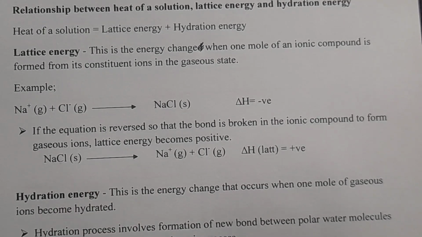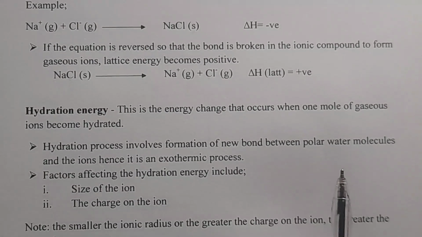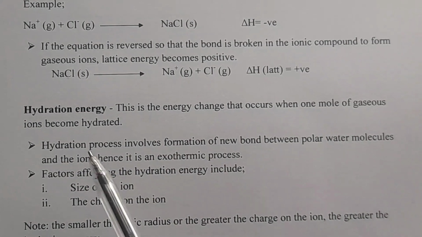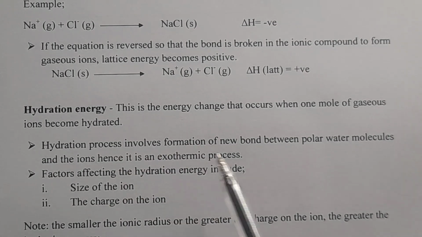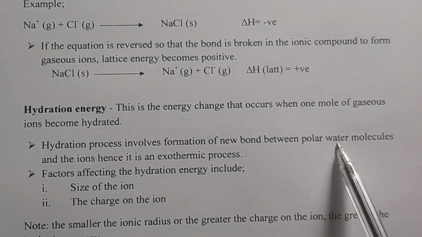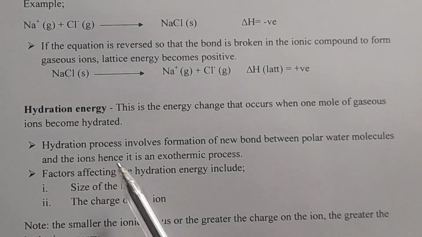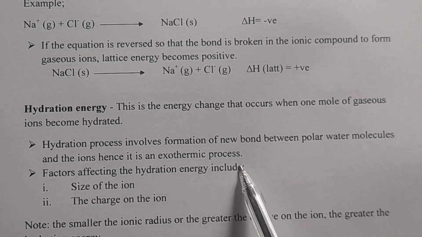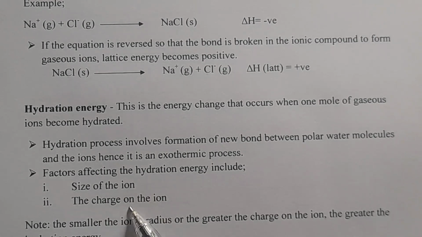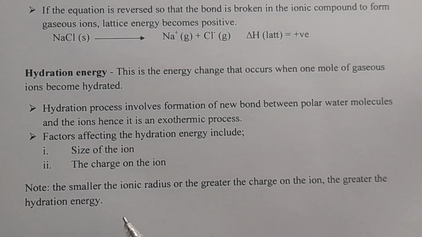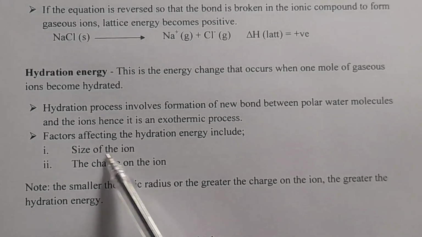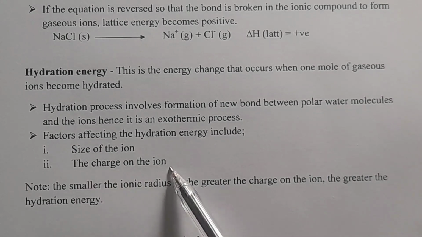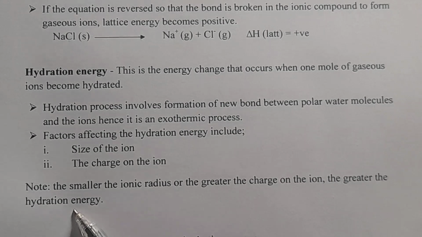Hydration energy. What's hydration energy? Hydration energy is the energy change that occurs when 1 mole of gaseous ions become hydrated. The hydration process involves formation of new bonds between polar water molecules and the ions. Hence, it is an exothermic process. Factors affecting the hydration energy include the size of the ion and the charge on the ion. Note, the smaller the ionic radius, or the greater the charge on the ion, the greater the hydration energy.